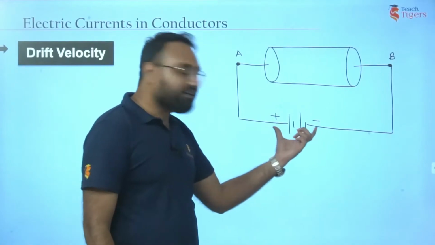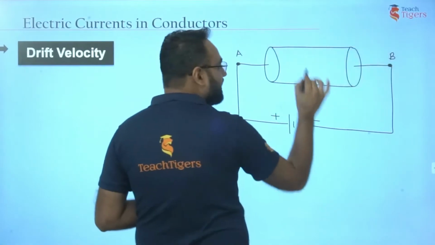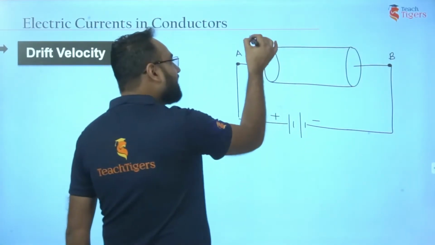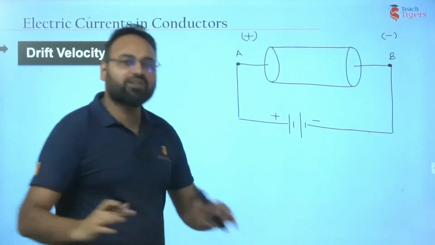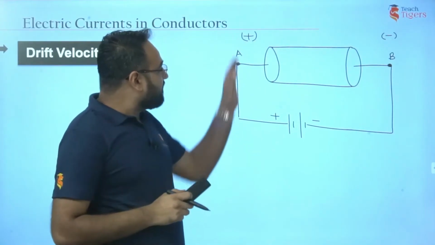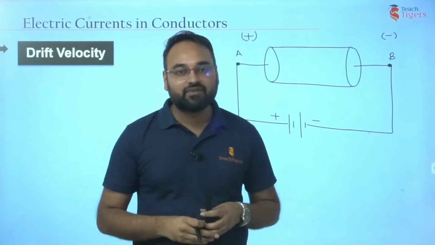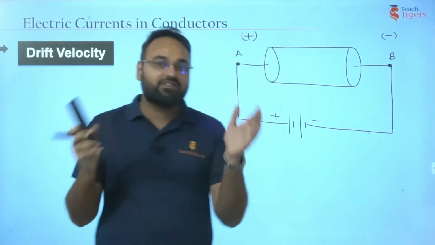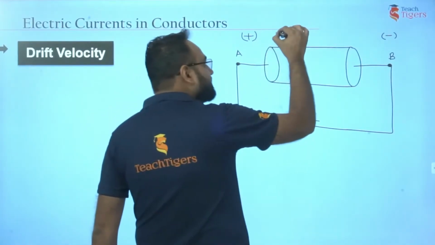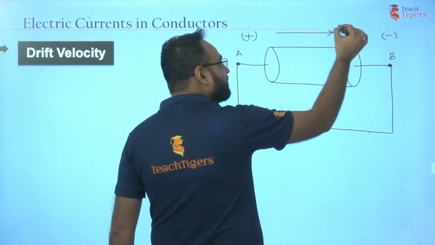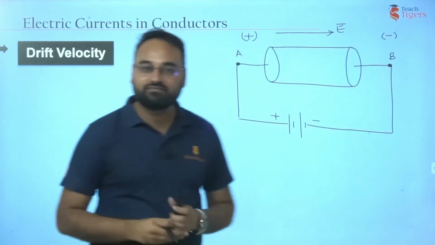The role of this battery is to apply a fixed potential difference. That means between terminals A and B there is a fixed potential difference. Terminal A will be at higher potential and terminal B at lower potential. We will discuss all these things later on. Now, whenever there is a potential difference, it leads to an electric field. We have seen this in electrostatics. In the direction of the field, potential decreases. Therefore, the electric field will be like this, from positive to negative.